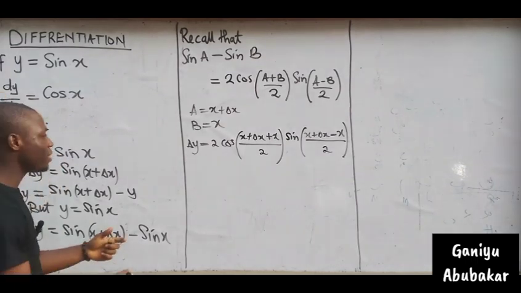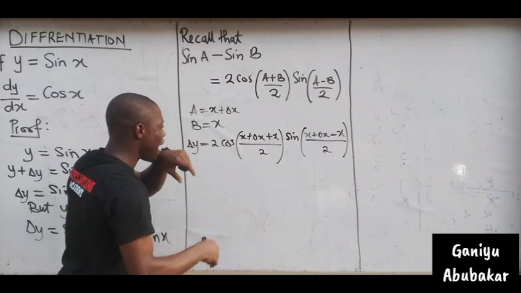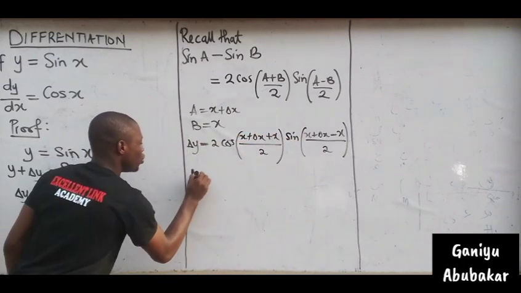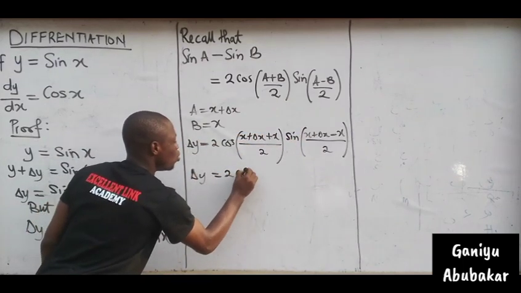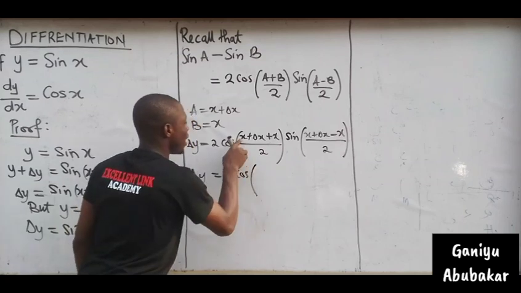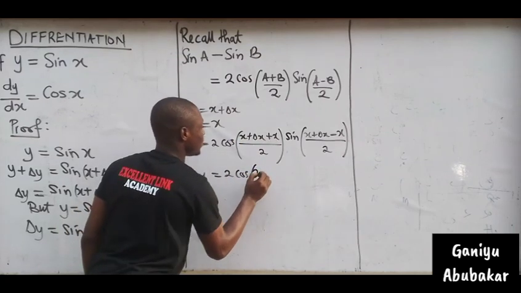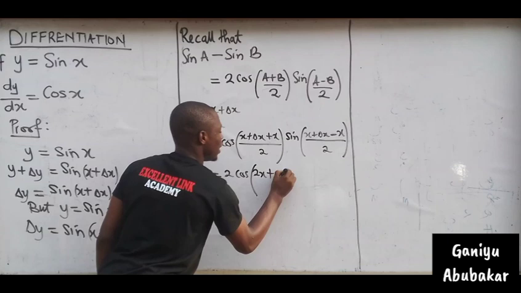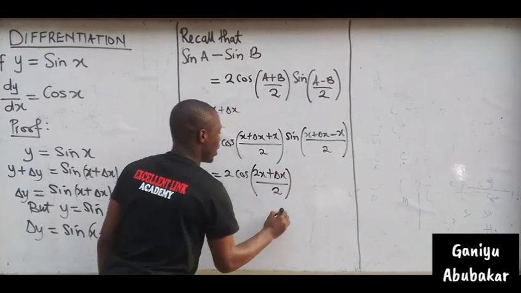At this point, observe if you can see clearly. I can say that change in y is equal to 2 cos of x plus x, which becomes 2x, plus change in x, all over 2. I have this.